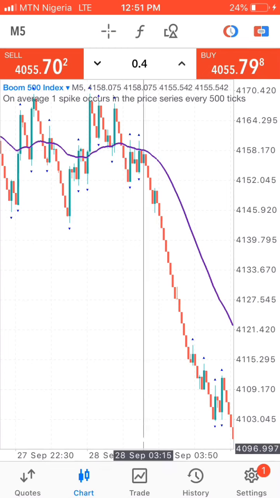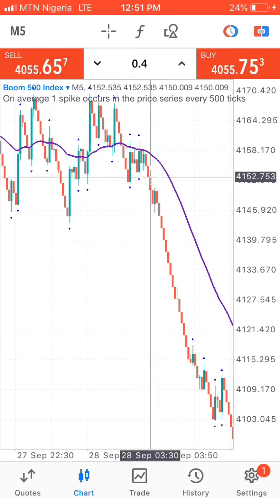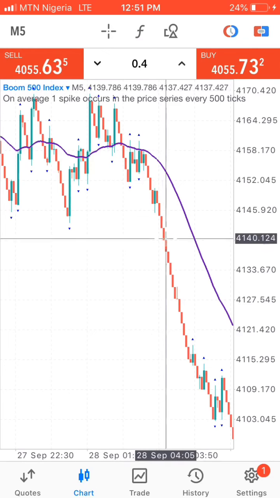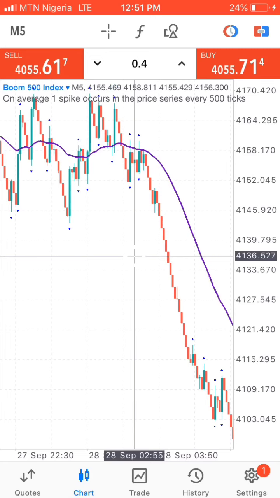Now look at this. When it broke this last fractal, you see the candles, it cut about this over 10 candlesticks, and you can calculate the profit that has just been made. So this thing works simply. It's very simple. You can apply it on any crash and boom pair. It's very easy to understand. And now we are already 2 minutes into this trade.